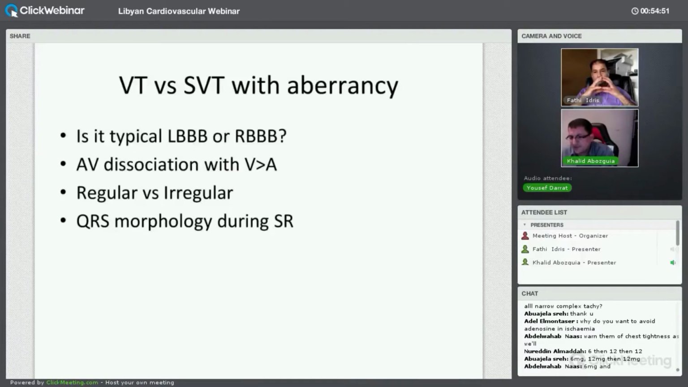With regard to this, Fatih, Mark Josephson says he will never give adenosine to someone with ischemia during tachycardia presentation in a setting where you cannot take the patient to the lab immediately. I don't know. I don't think that's so.